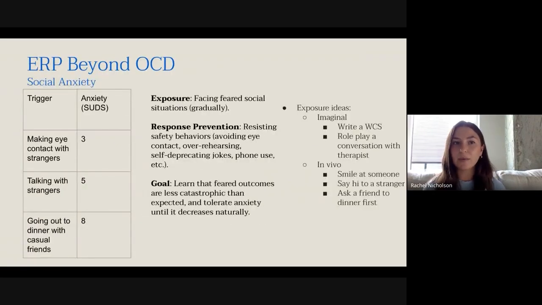So just like a quick little sample here, beyond OCD for social anxiety, this could be a hierarchy. So maybe a trigger, making eye contact with strangers, talking to strangers, going out to dinner with just friends that are casual. So again, exposing them to that feared social situation. We're wanting to resist any of their safety behaviors. So for social anxiety, that's a lot of avoiding eye contact, maybe over rehearsing what you're going to say, just having your phone out whenever you're walking or with strangers. And then the goal is to learn that the feared outcomes are usually less catastrophic than maybe our anxiety is anticipating. And we also want to learn how to tolerate that anxiety.